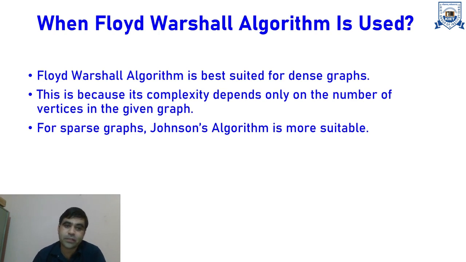For sparse graphs, Johnson's algorithm is more suitable. As compared to Dijkstra's algorithm, if the edge weight is negative, then Dijkstra's algorithm may not give you the correct result, but the Floyd-Warshall algorithm will give you the correct result even if the edge weights are negative. The approach we use in this case is the dynamic programming approach, right?